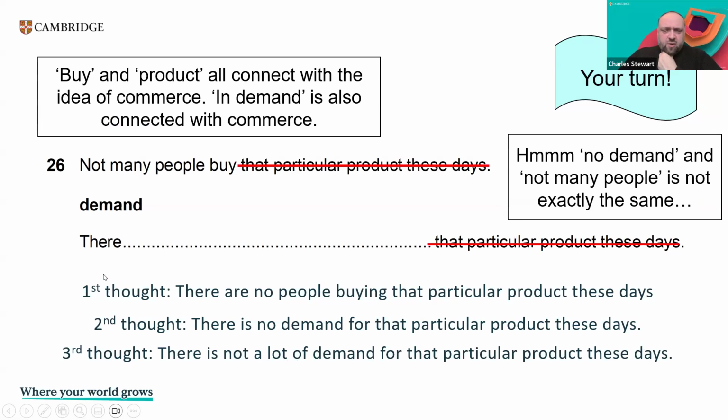1, 2, or 3. Which of these thoughts is the correct one? It is number 3. Pay attention. Not many people indicate that no, it's not no demand because there's a little bit of demand. Therefore, make sure to read carefully what is not marked out to make sure that the second sentence exactly means the same thing as the first.